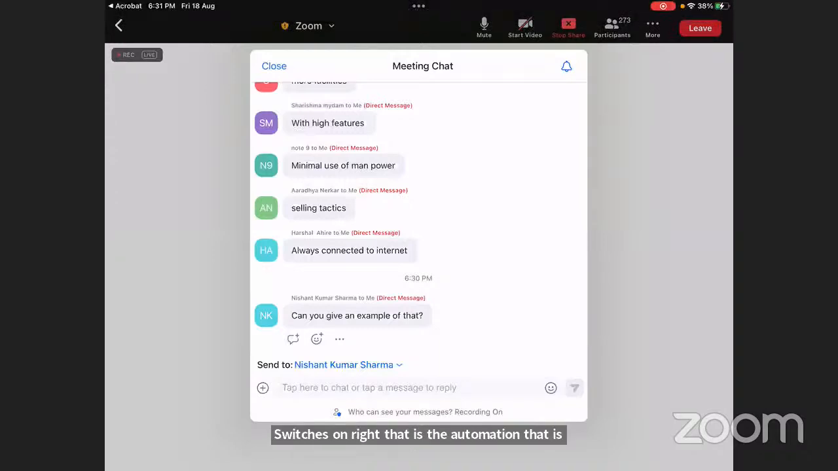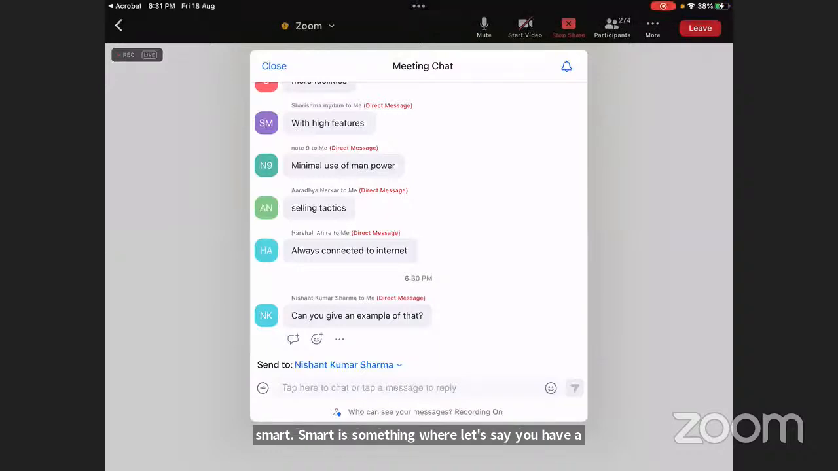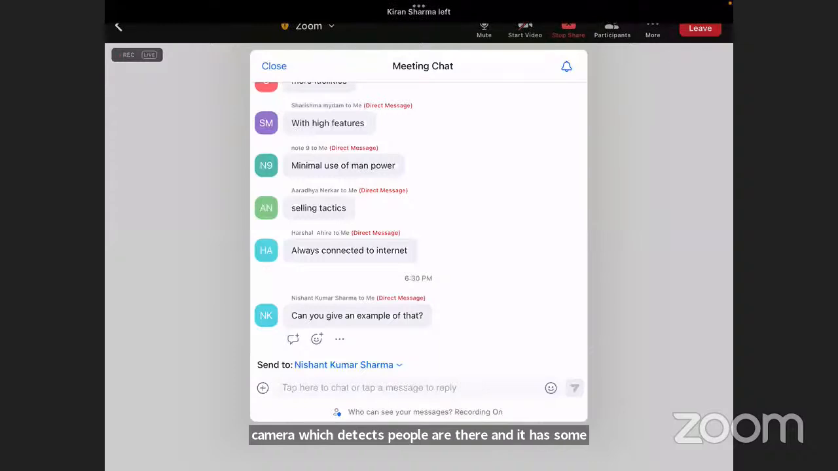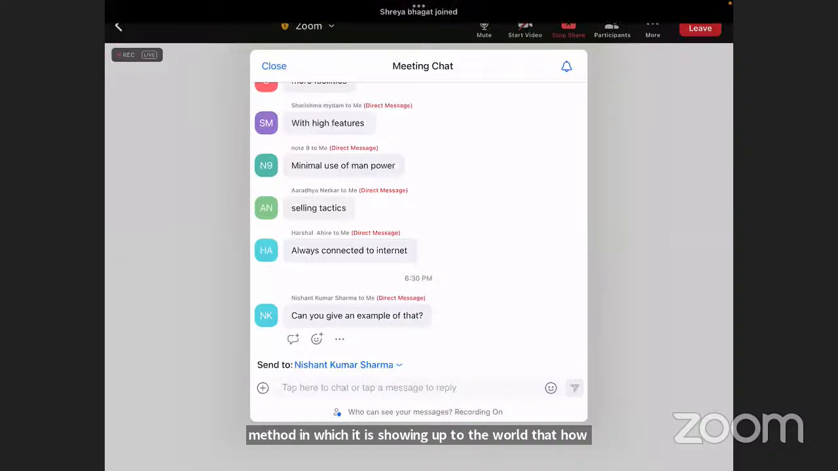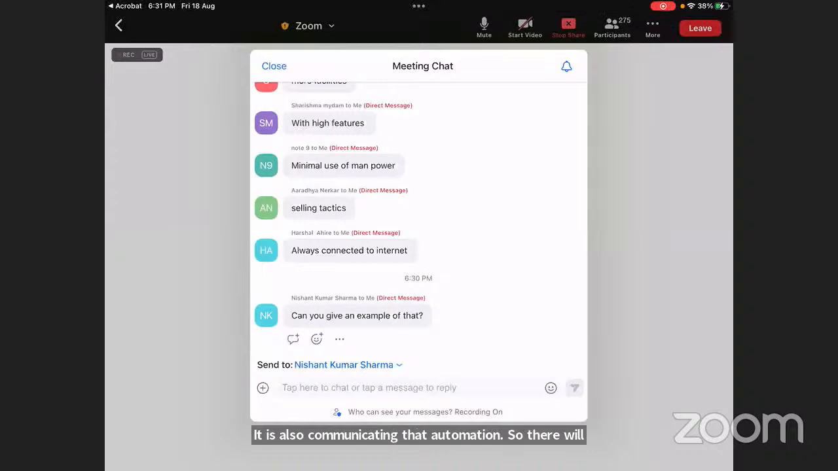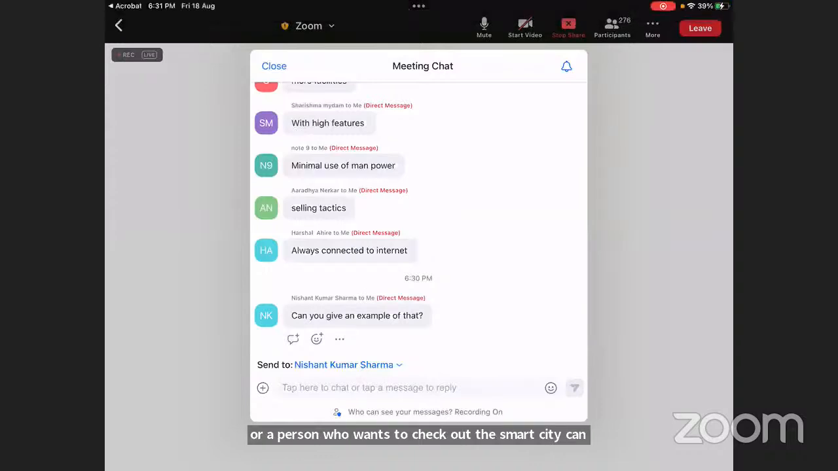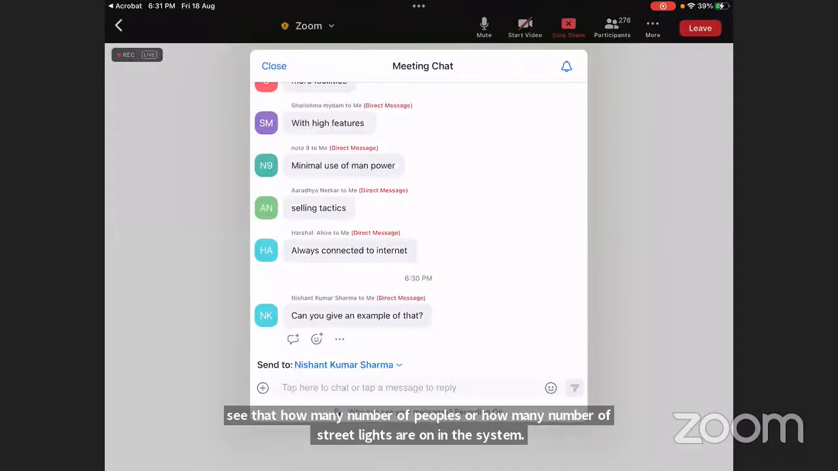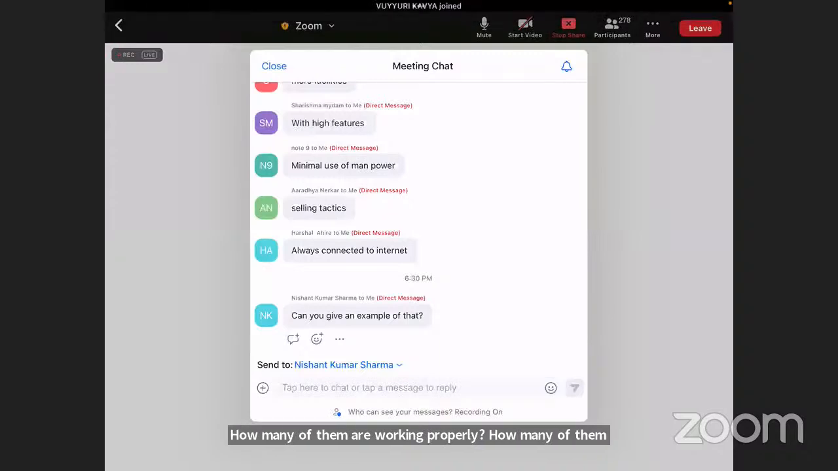Smart is something where, let's say, you have a camera which detects that people are there, and it has some method by which it shows the world how many street lights we have switched on for this reason. So it is not only doing the automation, it is also communicating that automation. There will be a central dashboard in which a government employee or a person who wants to check on the smart city can see how many street lights are on in the system, how many of them are working properly, and how many of the sensors are operating correctly. All those things will be communicated by these devices.